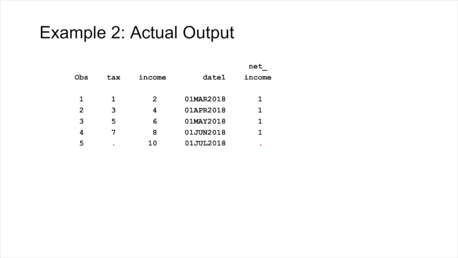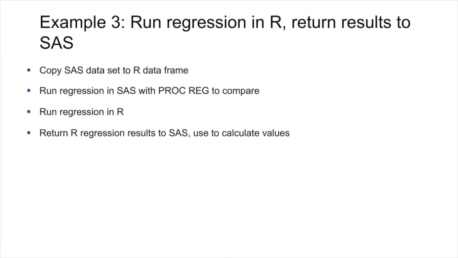Okay, now on to example 3. This is more like what we would actually do in real life. I'm just going to demonstrate this with OLS regression, which of course SAS has as well, but you could replace that here with something that's in R, some statistical procedure that's not in SAS, and it would work exactly as shown in this example. We're going to copy SAS data to our data frame, run a regression in R, then we're going to return the results.